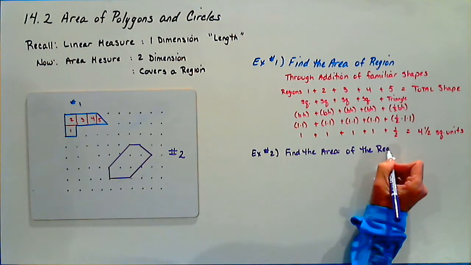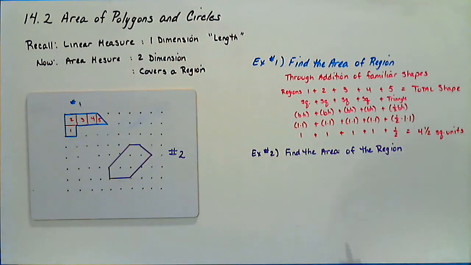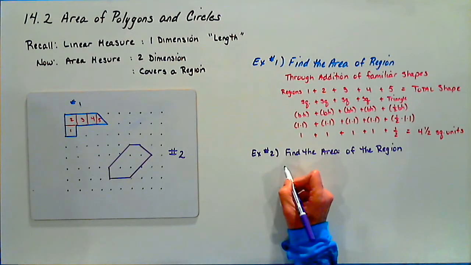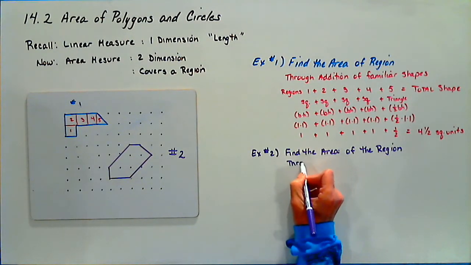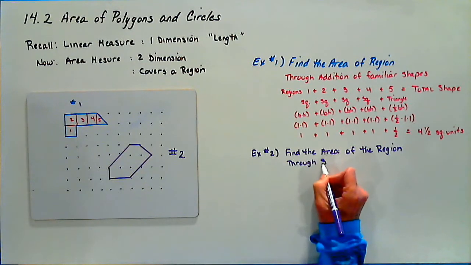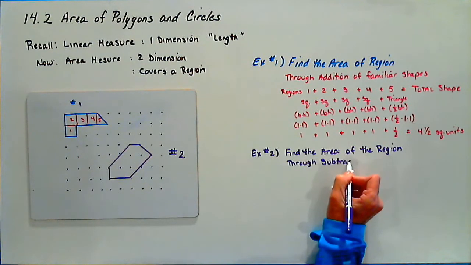So you can, of course, try this one again. If you want a second example, try it again and break this into shapes. But this time, I want to use subtraction. So what do I mean?